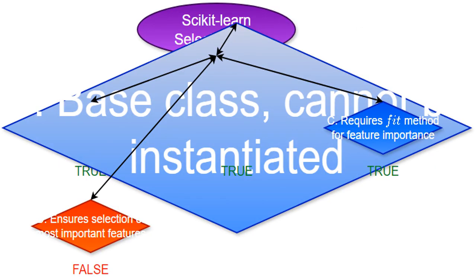Option B states that SelectorMixin is a base class you can't directly use. That's also true. Think of it like a recipe template. You need a specific recipe, like SelectKBest or SelectPercentile, before you can bake a cake, perform feature selection.